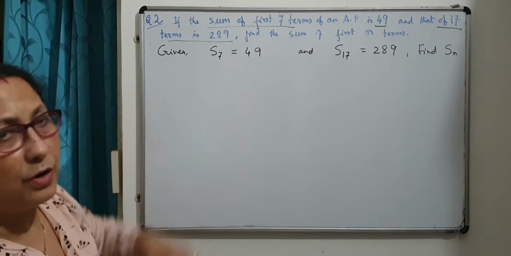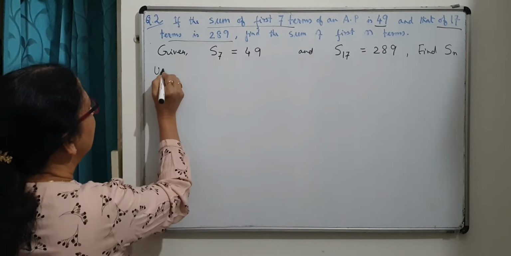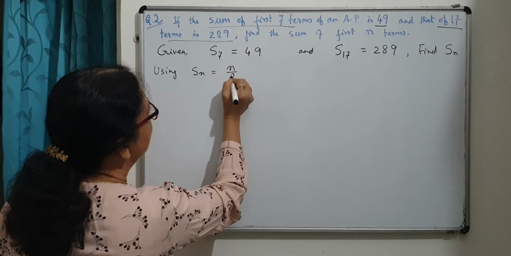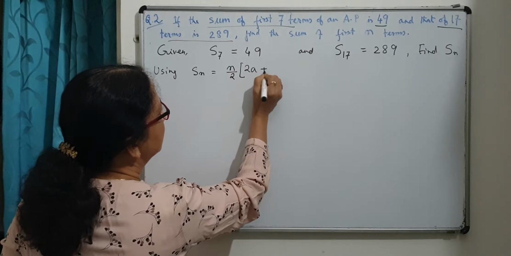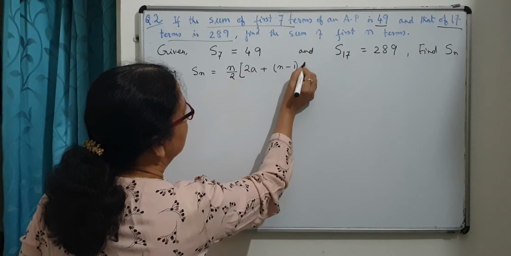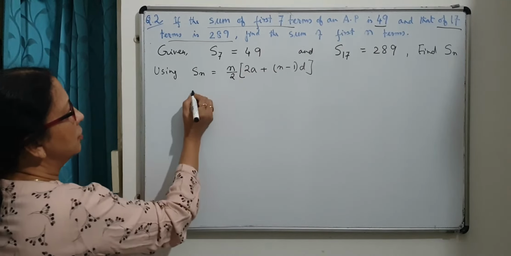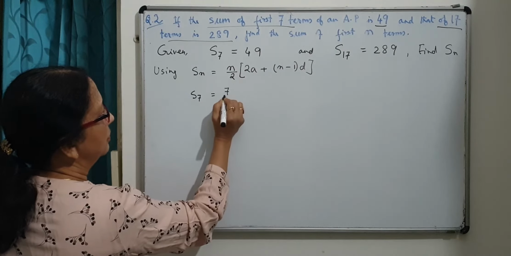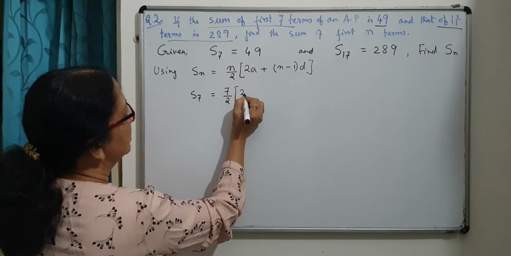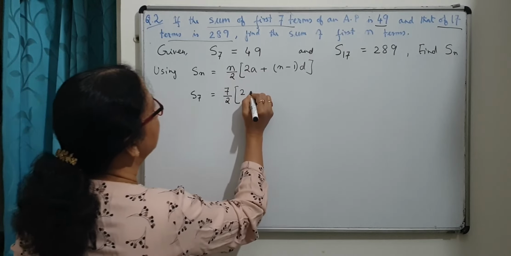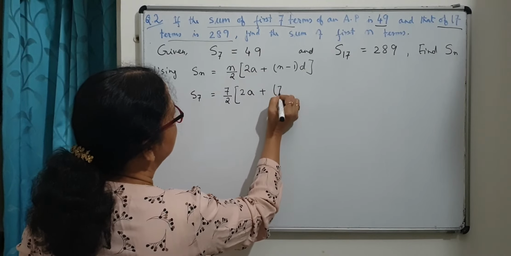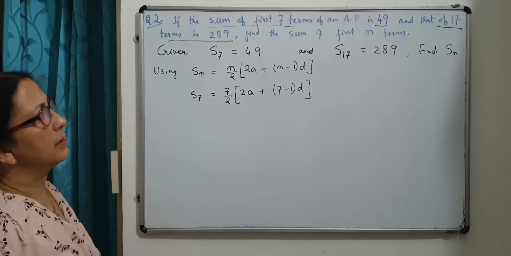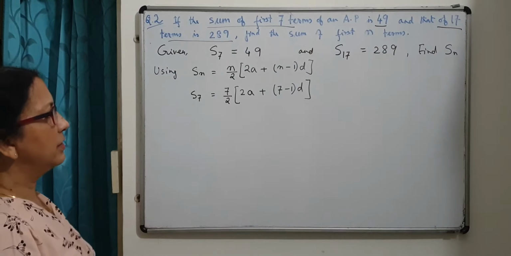write equations using the formula. Which formula will we be using? Sum of first n terms is equal to n by 2 times twice a plus n minus 1 into d. This will be used again and again. So S7 is 7 upon 2 times twice a plus 7 minus 1 into d. Here a and d are not given, so we will be getting the formula.